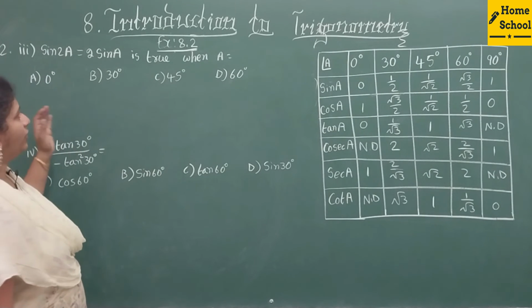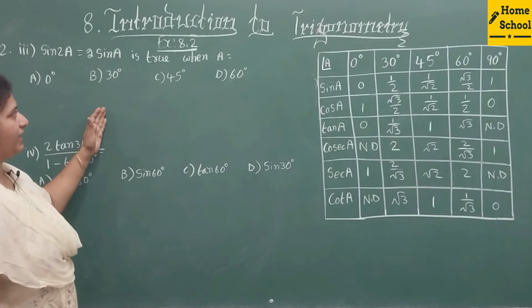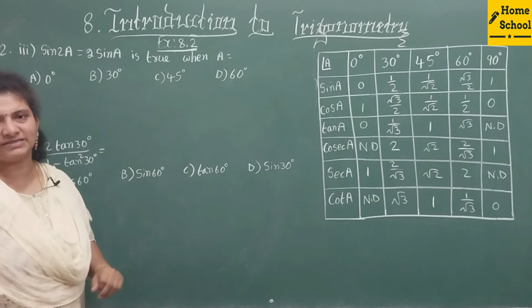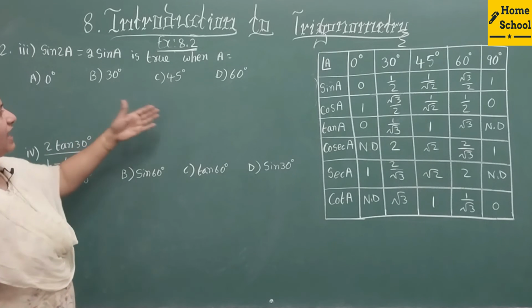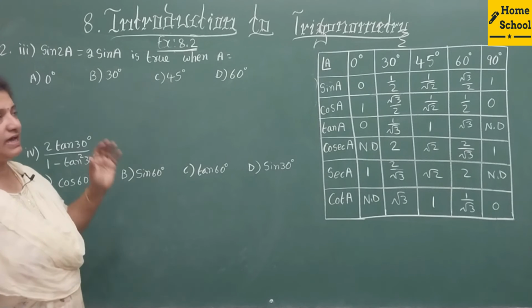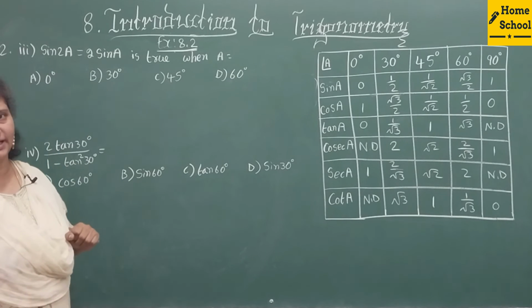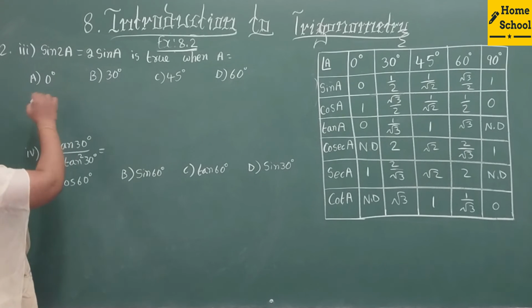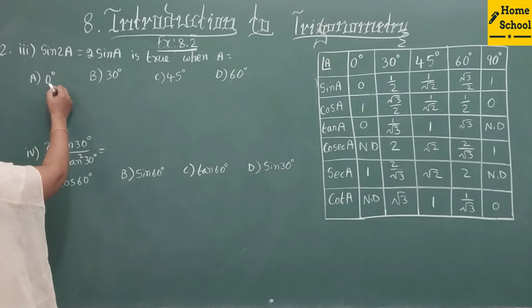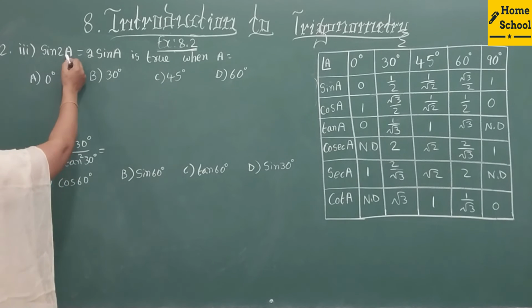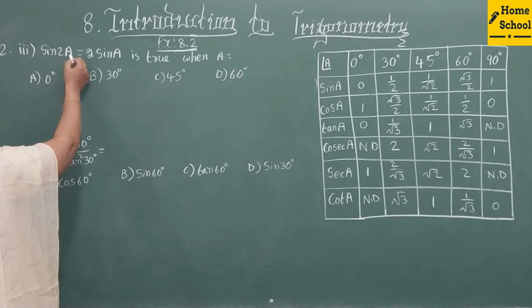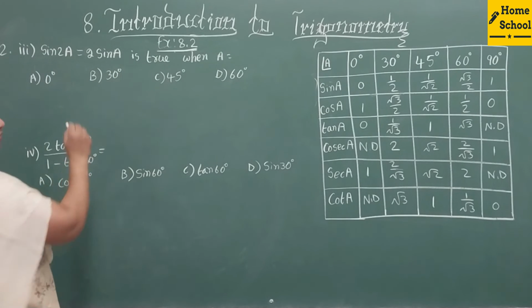Third one, sin 2a is equal to 2 sin a is true when a is equal to which angle? This is true? Sin 2a is equal to 2 sin a. So first let me go with the options. Option A, 0 degree I will take. If a is 0, 2 into 0 is 0. Sin 0 value is 0.